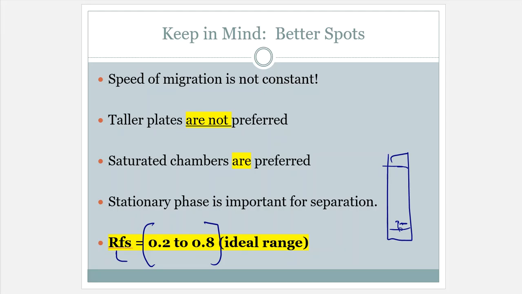that's going to happen with these sample components. So I should not be getting RFs of 1. And I cannot get any RFs that are greater than 1 because that means the spot went further than this developing solvent. In no way does that ever make sense. That can't be a thing.